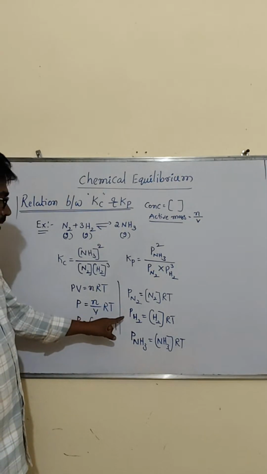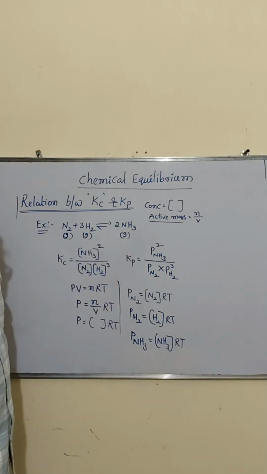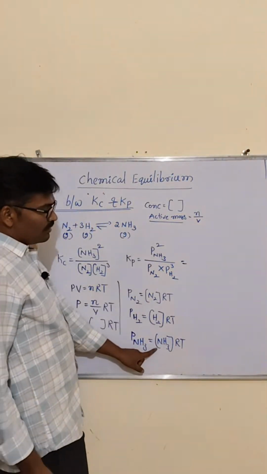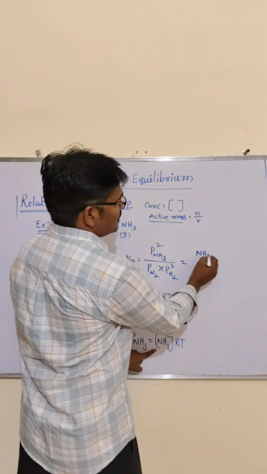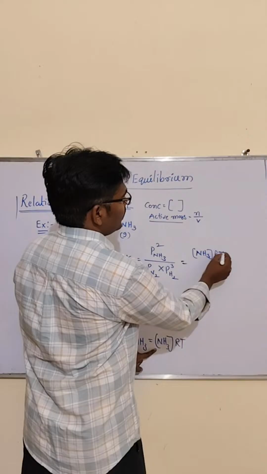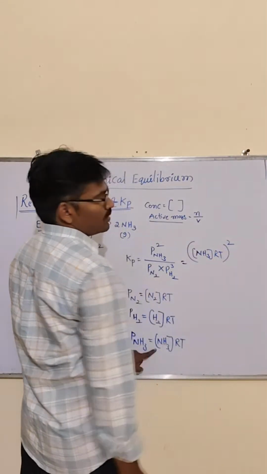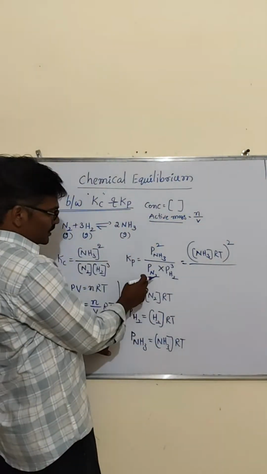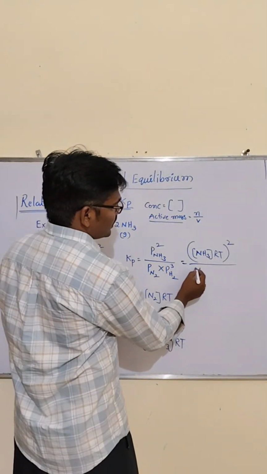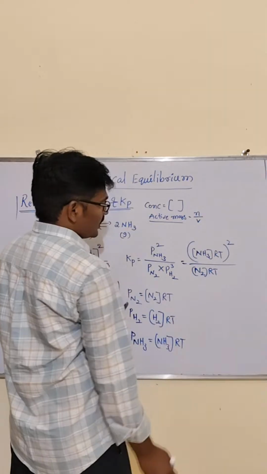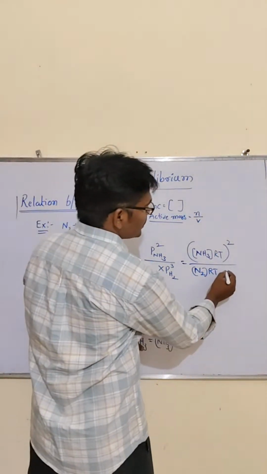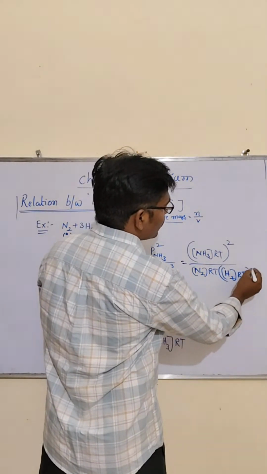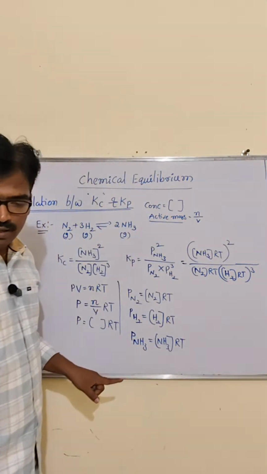Now when all these partial pressures are substituted in Kp, the partial pressure of ammonia will be the NH3 concentration into RT, whole to the power 2, divided by the partial pressure of N2, which is the N2 concentration into RT, then into the H2 concentration into RT, whole to the power cube. Yes, understand all of you?